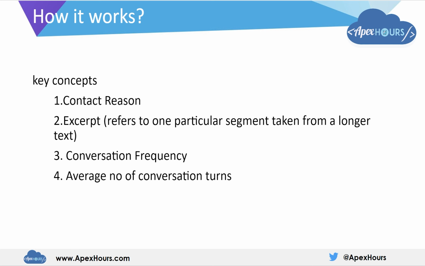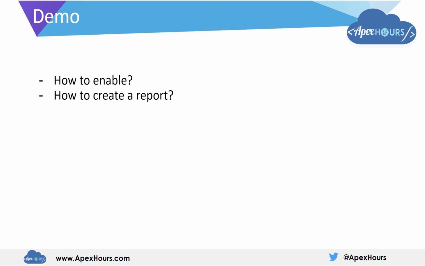And the average number of conversation turns. During this period of time, let's say the conversation happened for 2 minutes, how many times I sent a message versus how many times the agent responded. So it's the number of turns between the agent and the customer. These two are the valuable outputs which the mining report will provide us. Now let's see a quick demo on how to enable it and how to create a report.